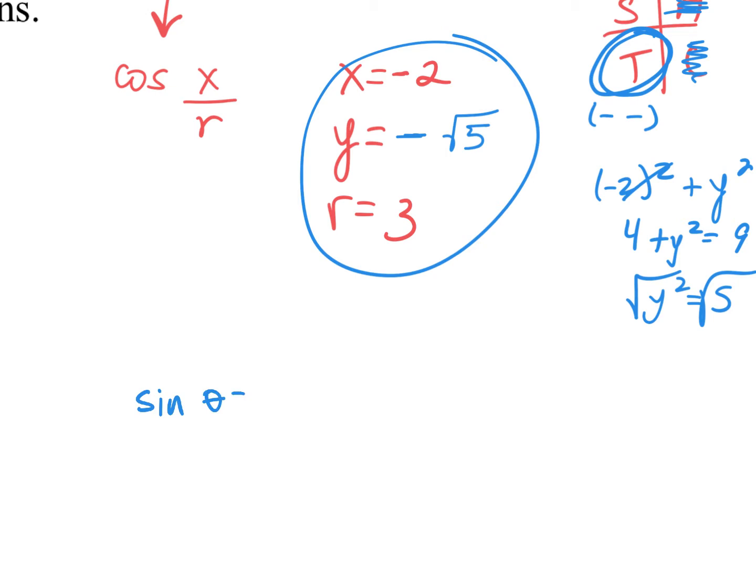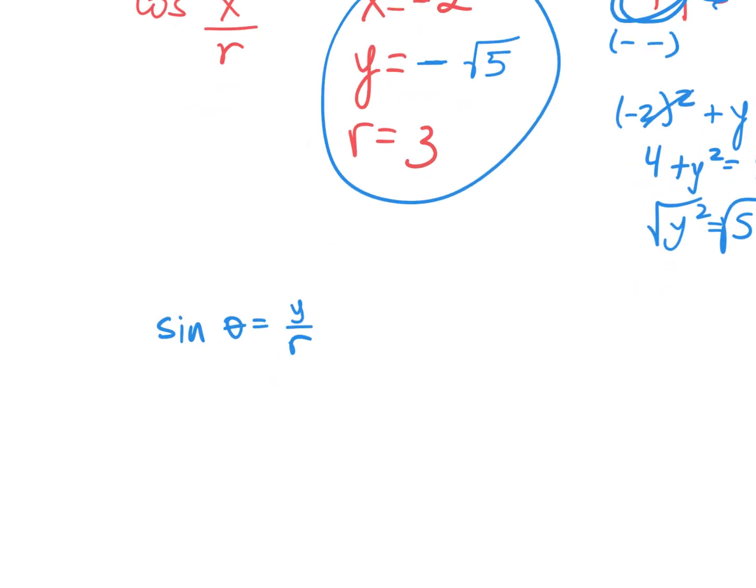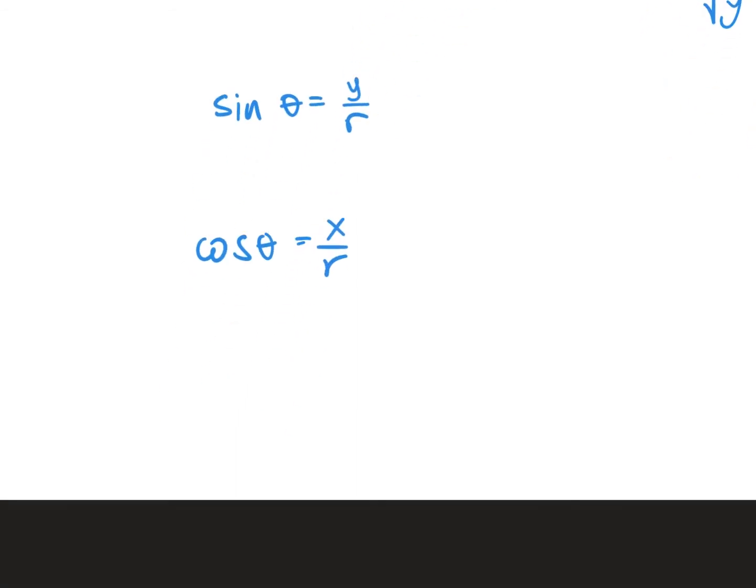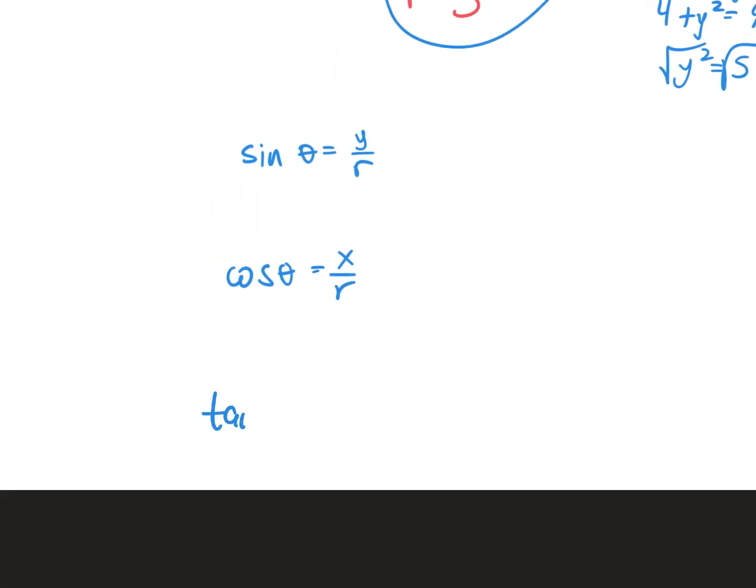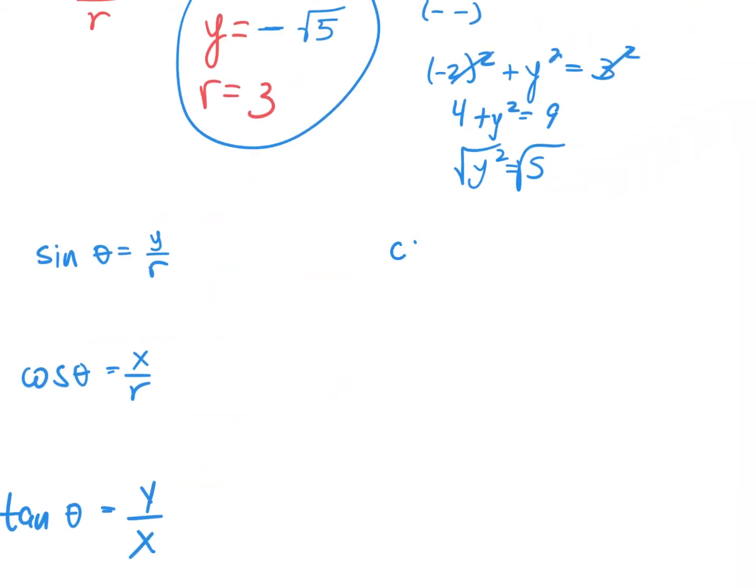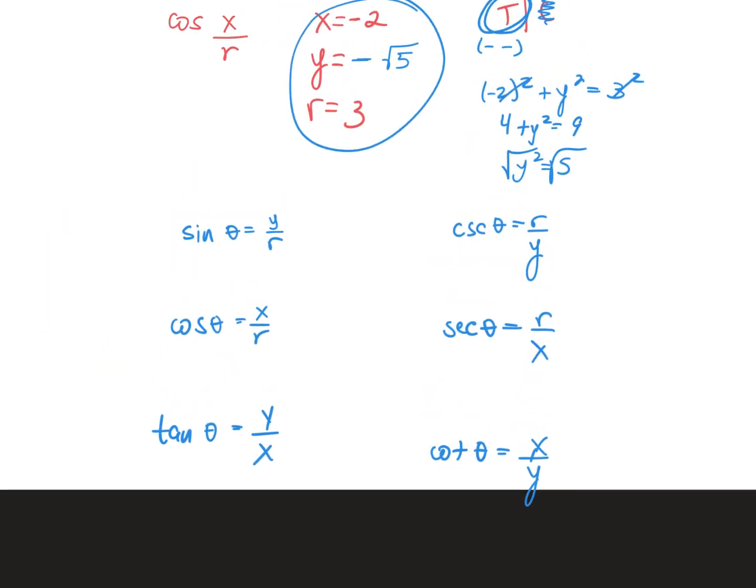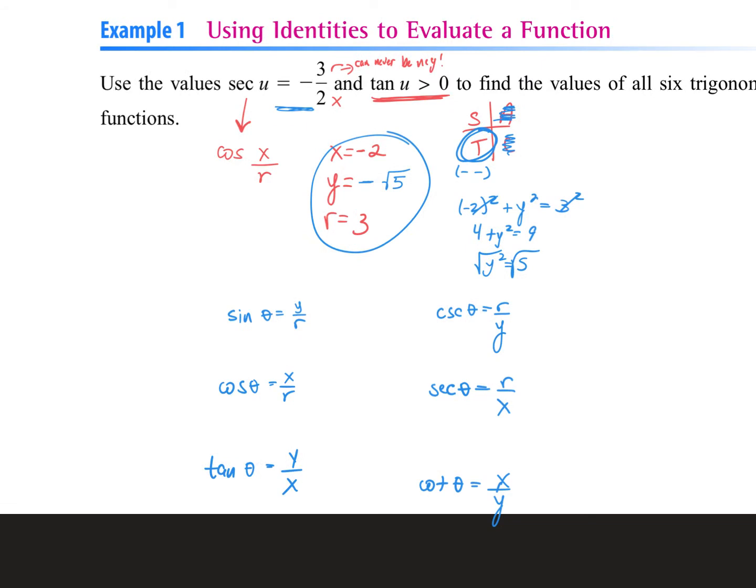Sine of theta is y over r. Cosine theta is x over r. Tangent of theta is what? Y over x. So cosecant theta is going to be r over y. Secant of theta is going to be r over x. And our cotangent theta is going to be x over y. Now, what do we already know? Two things we already know.